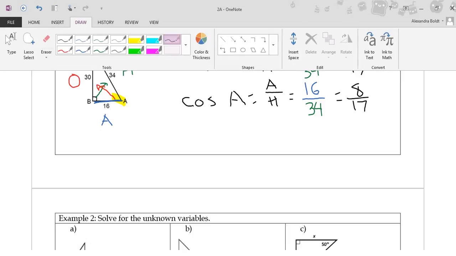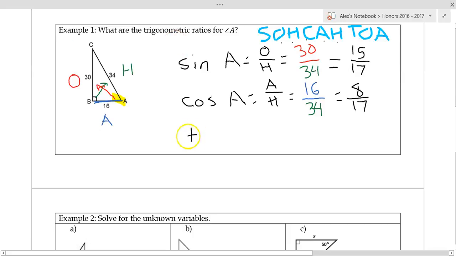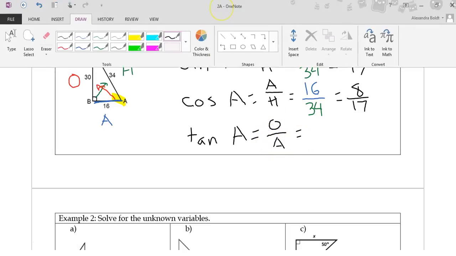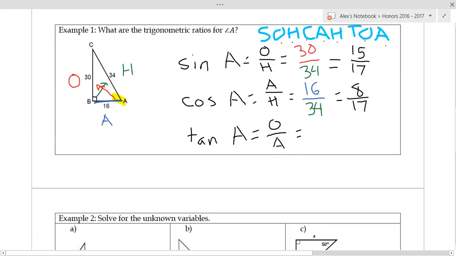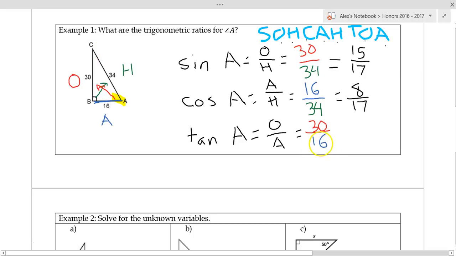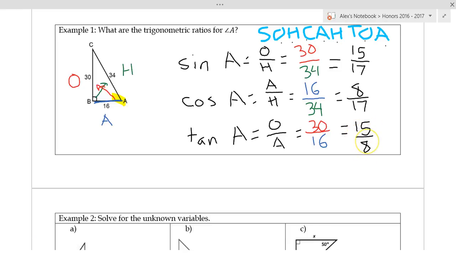And my last trigonometric ratio is tangent. So the tangent of angle A, right? And tangent is opposite over adjacent. So O over A. My opposite side is 30, and my adjacent side is 16. And again, always make sure you reduce your fractions. So that's 15 over 8.